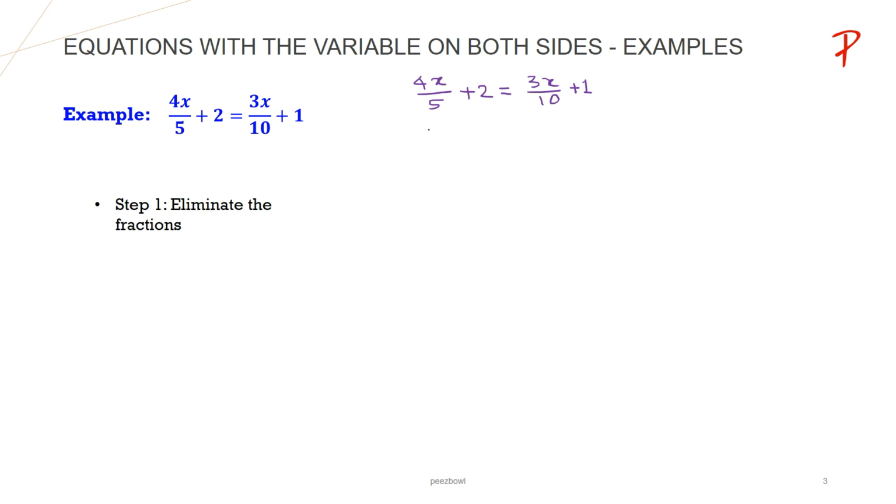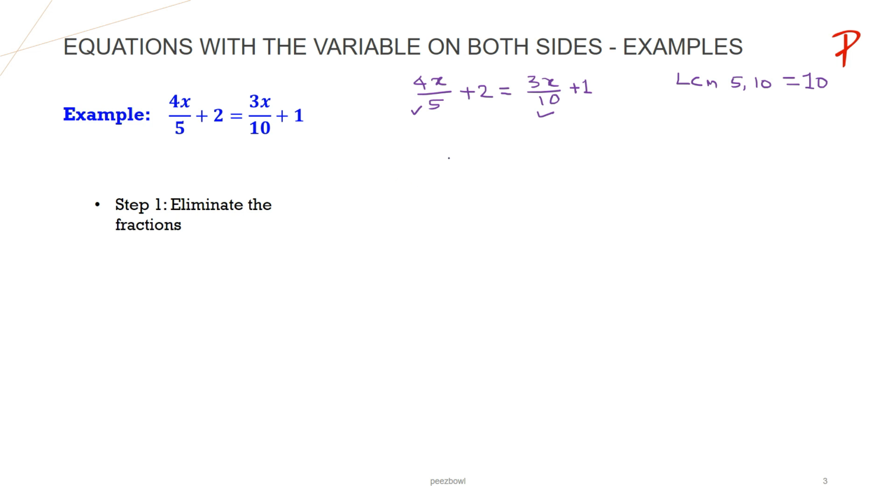Look at the denominators. It's 5 on the left hand side and it's 10 on the right hand side. To remove both, we multiply the entire equation by the LCM of 5 and 10, which is 10. We take the LCM because this gives the smallest multiple which can be multiplied by both the denominators, that is 5 and 10. So multiply every term by 10.